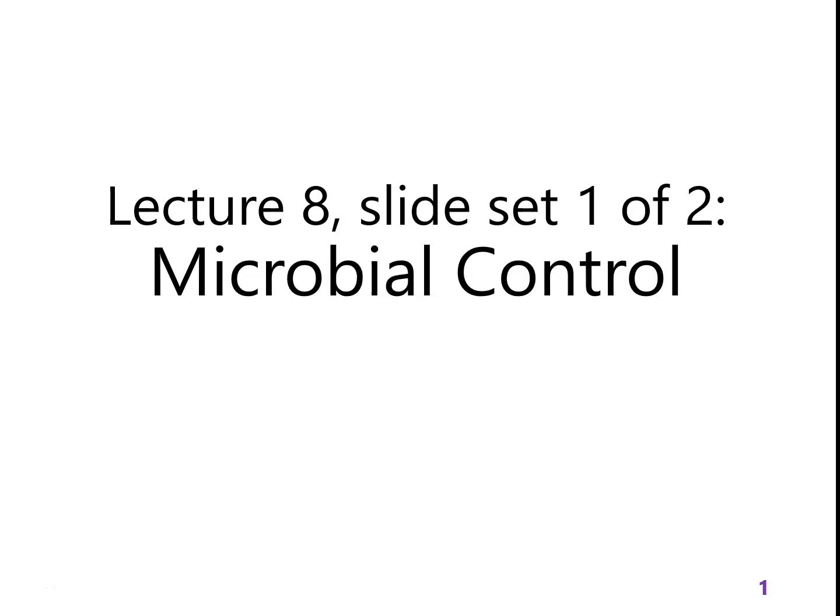This is lecture 8, which is all about controlling microbial populations and, for the most part, making them smaller, so killing or inactivating microorganisms. There are two parts to this lecture. Slide set 1 looks at physical and chemical methods for basically controlling microbial populations on surfaces, in liquids, in foods, but not in people, not in animals.